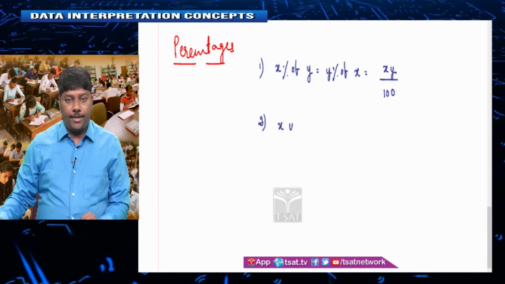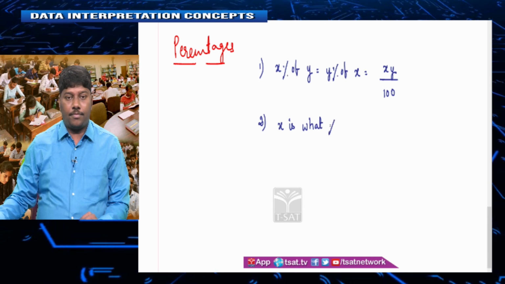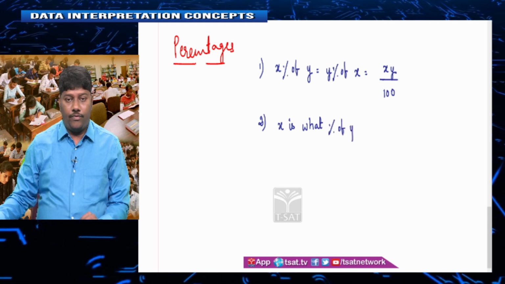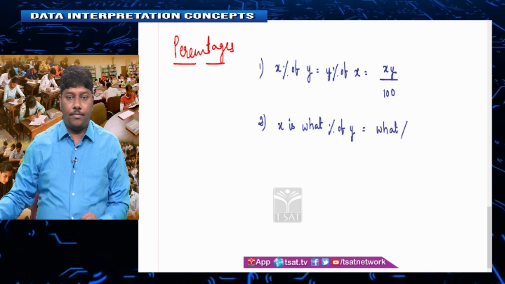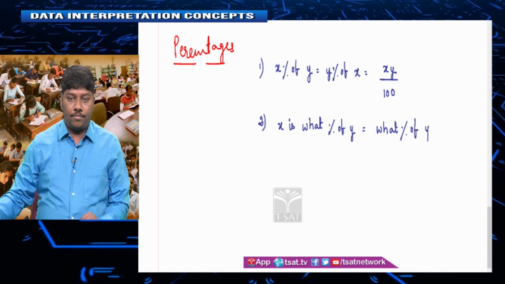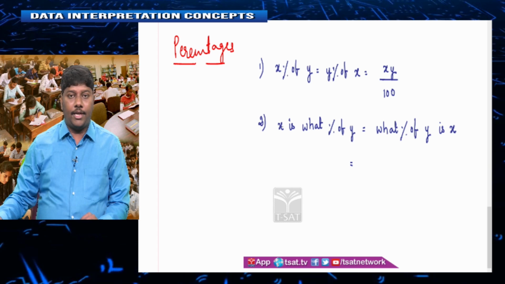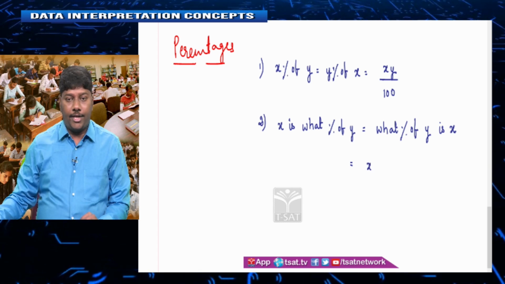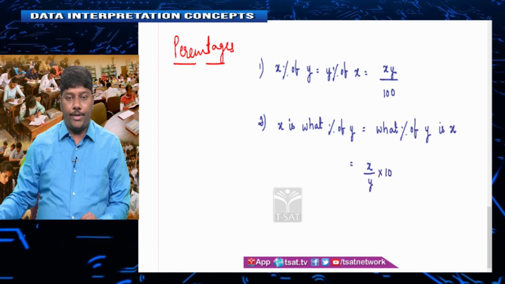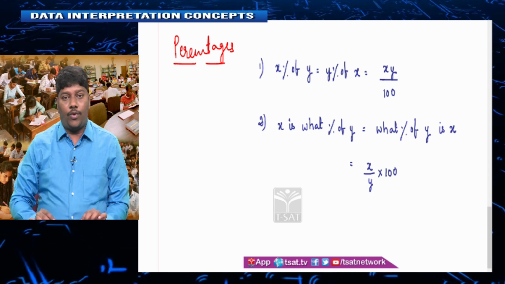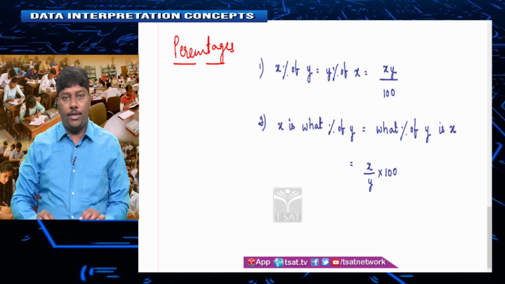X is what percent of Y, or else what percent of Y is X? In both ways, the answer is the same. You are comparing X with Y. So X should be in the numerator, Y should be in the denominator, into 100. So X is what percent of Y, or what percent of Y is X? It is X by Y into 100.